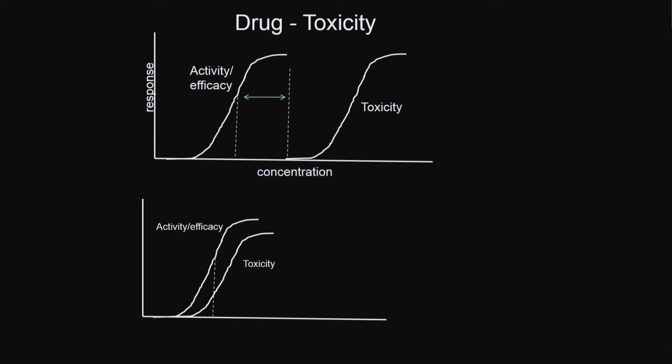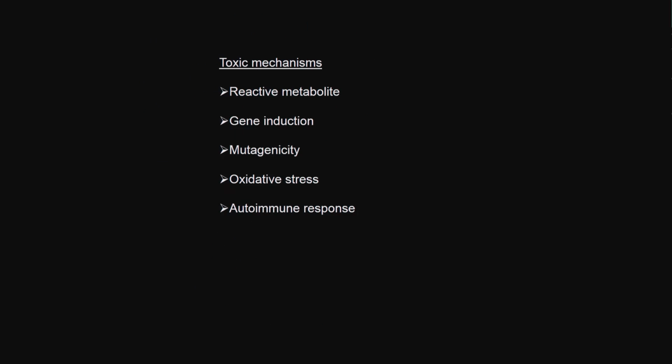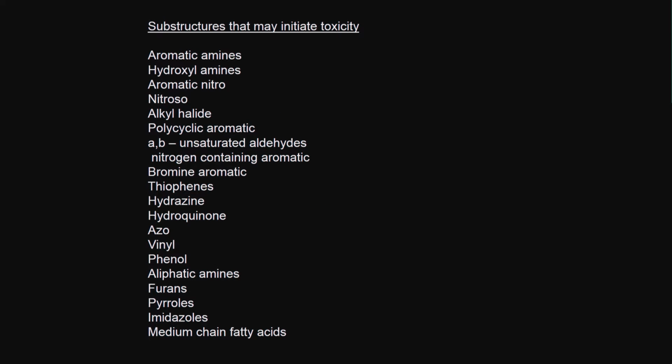So we need to understand toxicity as well. The toxicity could be short term, long term, systemic, or particular to an organ. Different types of toxicities are there, and we will look at some of them in brief. The reactive metabolite could be toxic, gene induction, mutagenicity, oxidative stress, autoimmune response. These are the various ways by which toxicity could be introduced because of the drug treatment.